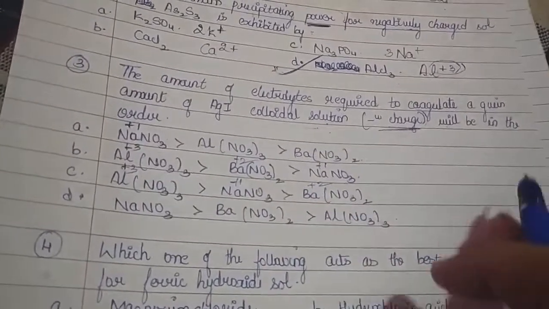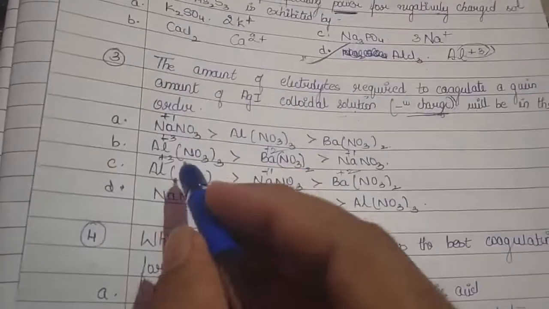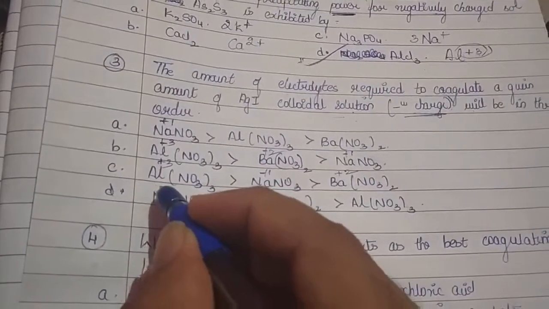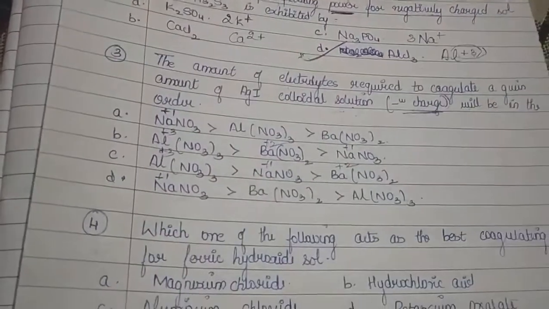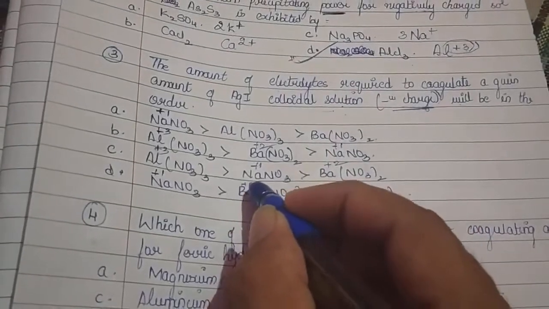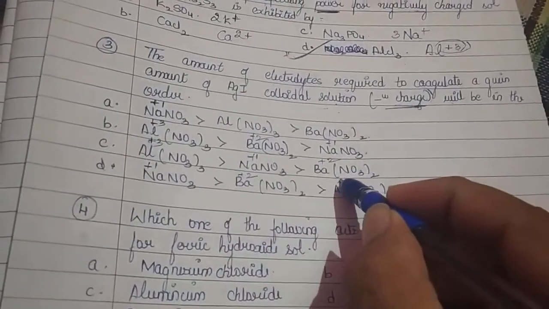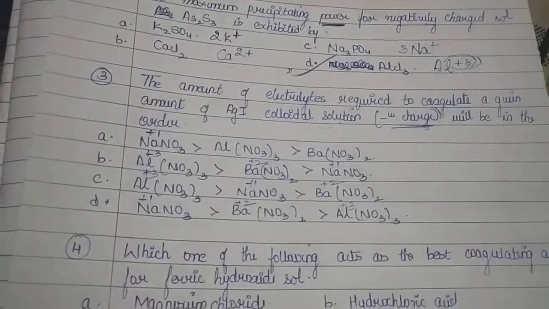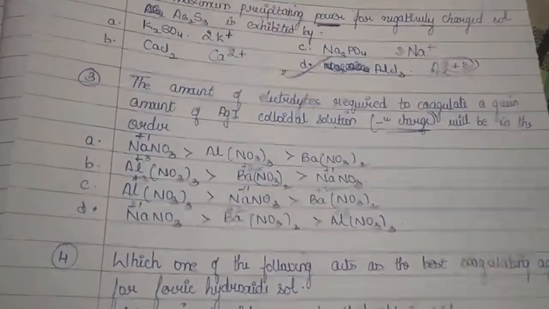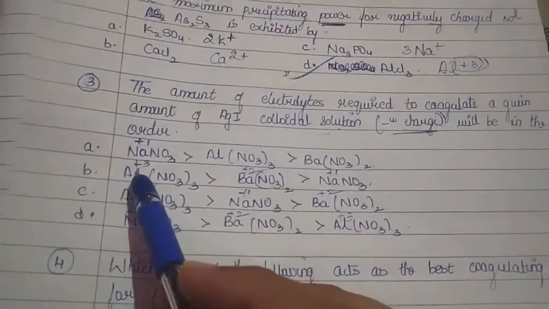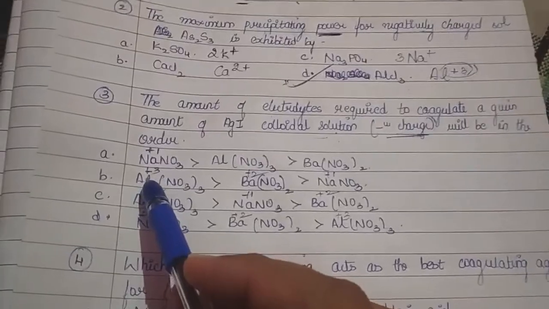Not possible. Coming over here, you have Na plus 1, Ba plus 2, Al plus 3. So which will be your option? If you're thinking your option is B, of course it is wrong.